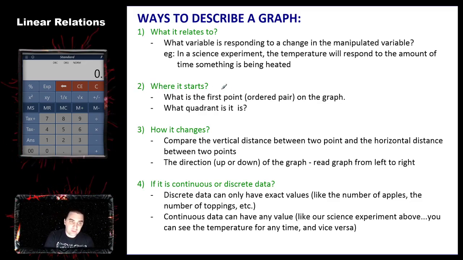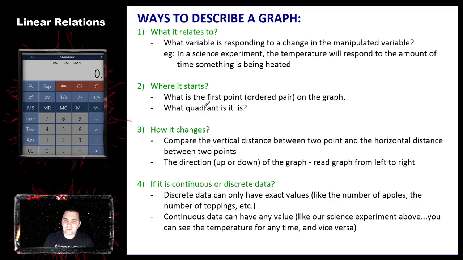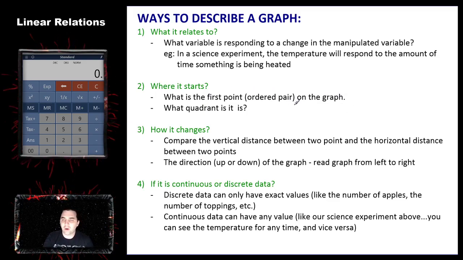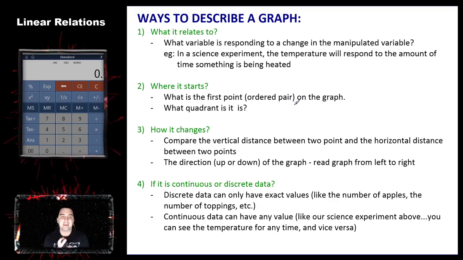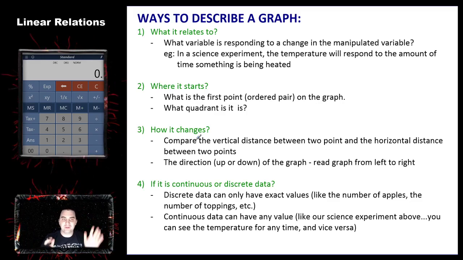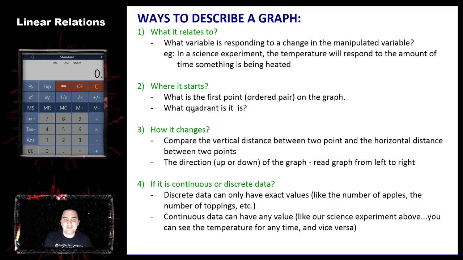The second thing that we're going to talk about is, where does it start? Where is the first point, the first ordered pair on the graph? Like, where's the beginning? And that's not always the case. If we have a line that goes all the way through the graph, there might not be a first initial point, but we could at least tell what quadrants we would find it in. Where does it start? Where does it end? What does it cross through? That sort of thing.